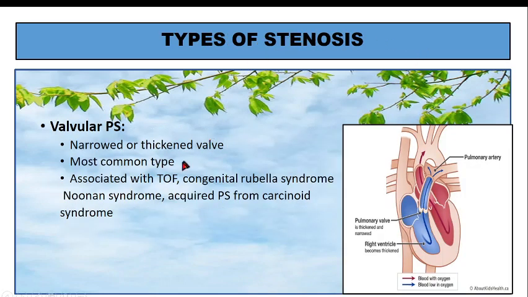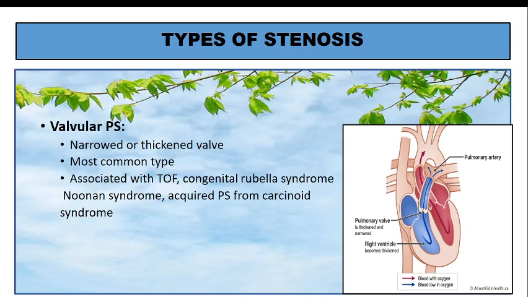Now, types of stenosis. We have studied one or two lines earlier. Types is valvular. Valvular मतलब valve में problem है. Okay, valvular pulmonary stenosis, narrowed or thickened wall is the most common type. This is associated with tetralogy of Fallot. Then congenital rubella syndrome, Noonan syndrome, and acquired pulmonary stenosis from carcinoid syndrome. So these are the areas where you have valvular pulmonary stenosis.